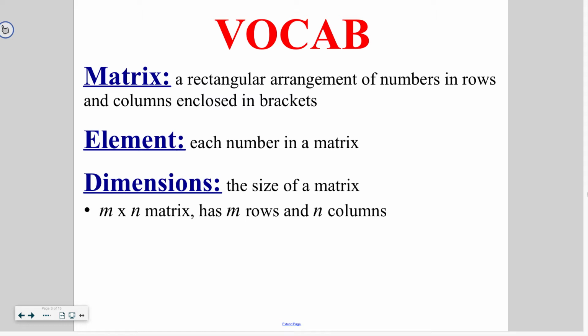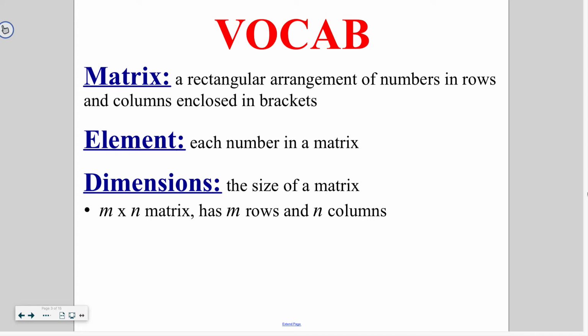So a matrix is a rectangular arrangement of numbers in rows and columns, and it's enclosed in brackets. We can use this to help us set up systems of equations. We aren't actually going to use this to solve the systems right now. That's something that you will get to in your Algebra 2 class in high school, but we just want to familiarize you with what a matrix is going to look like.